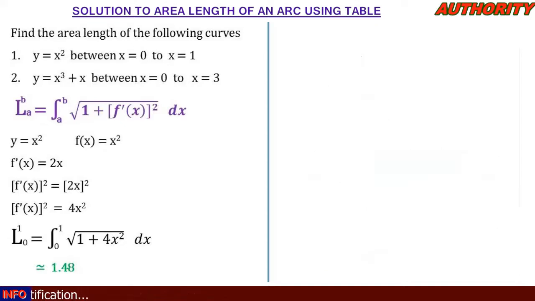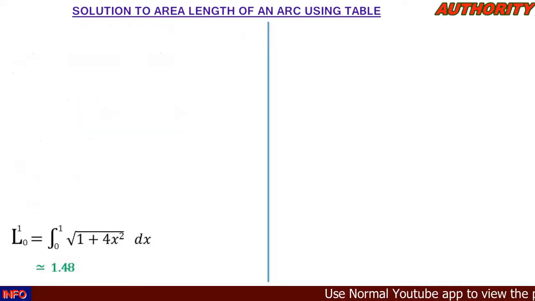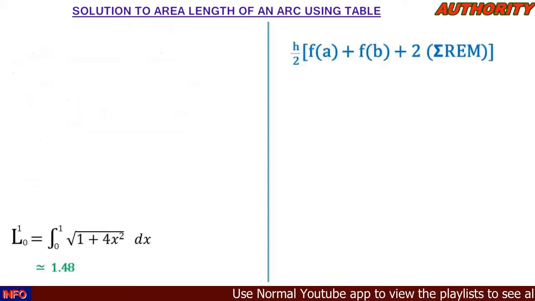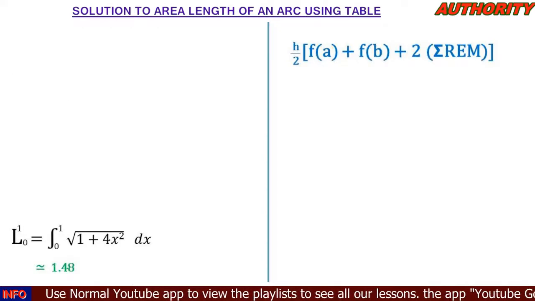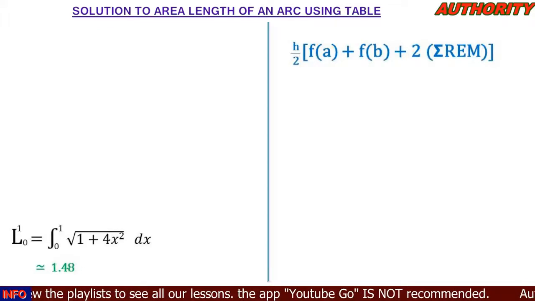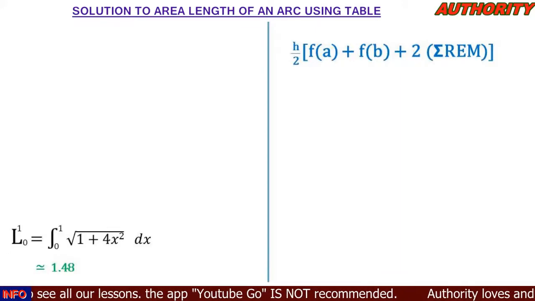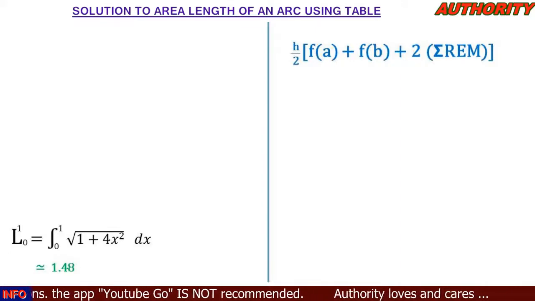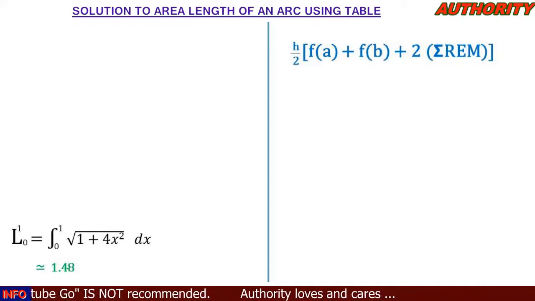Let's take the first one. Now I want to show you the formula we can use when you want to use a table. Take a look at this. We have h all over 2, open bracket f of a plus f of b plus 2 open bracket summation of rem close the bracket. So this is what you will use to solve this integration using a table, without using a calculator.